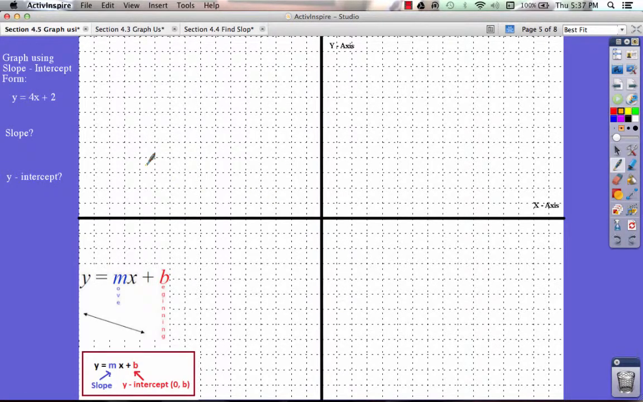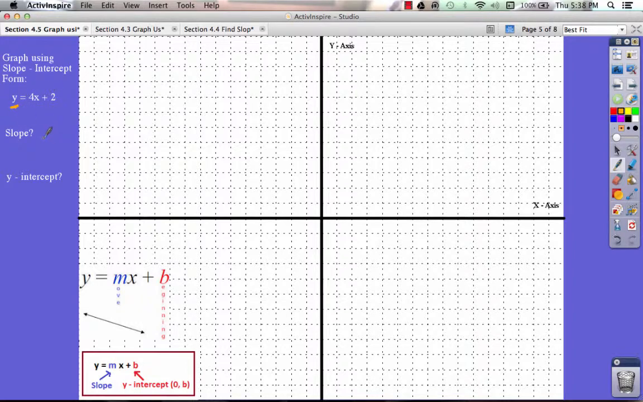Okay, we got this equation, y equals 4x plus 2. We're going to graph using slope-intercept form. Well, step 1 in that process says to rewrite the equation. Well, the equation is already in slope-intercept form because y is by itself. So we don't have to do any rewriting.